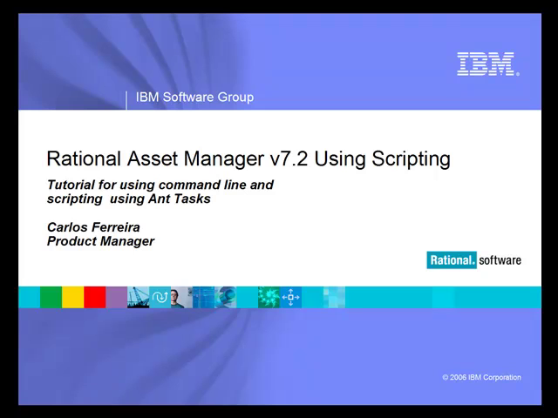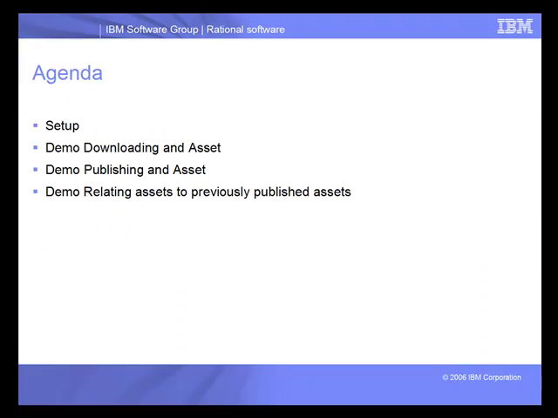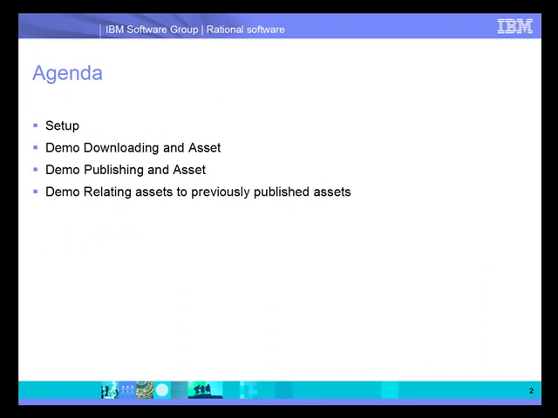It's been a while since we've done a tutorial, and we've had some requests on the blog regarding how you use scripting as part of using Rational Asset Manager. So in today's tutorial, I'm going to take you through how to install, set up, and configure Rational Asset Manager scripting. And then I'm going to show you how you create scripts to download an asset as well as publish an asset, and as part of publishing the asset, how you can also relate it to other assets as well.